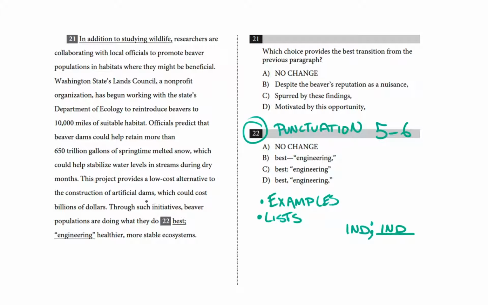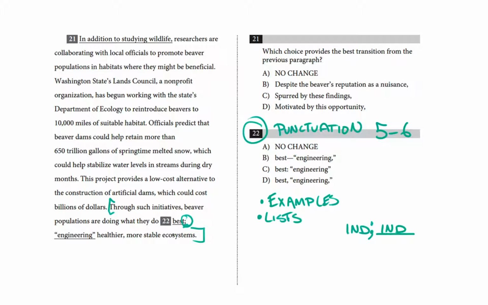This is pulled from a passage about beavers. "Through such initiatives, beaver populations are doing what they do best; engineering healthier, more stable ecosystems." Okay, so this is using a semicolon right now, and it is introducing an explanation. My instinct is to say a semicolon doesn't belong here, it should really be a comma.